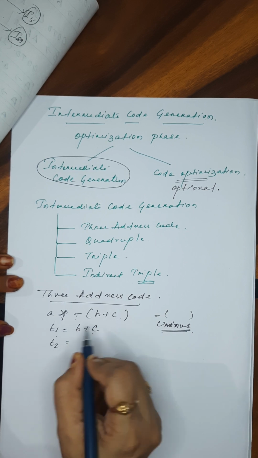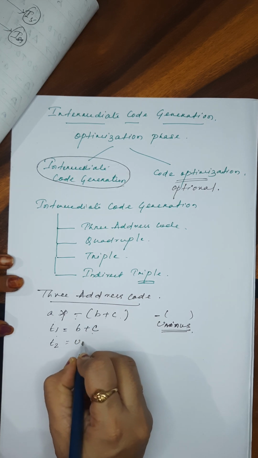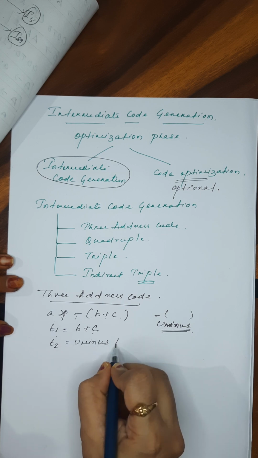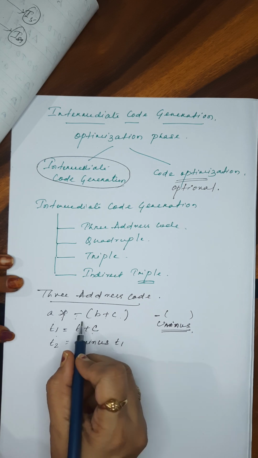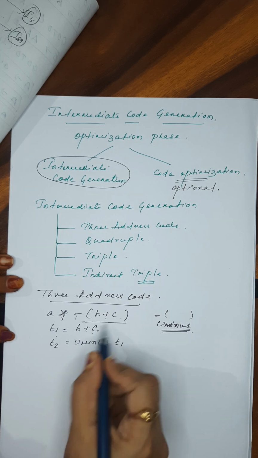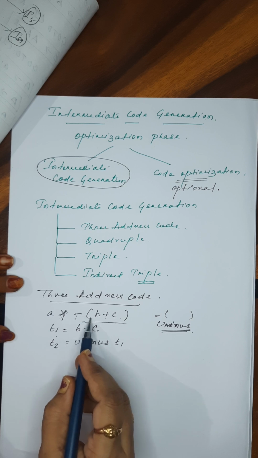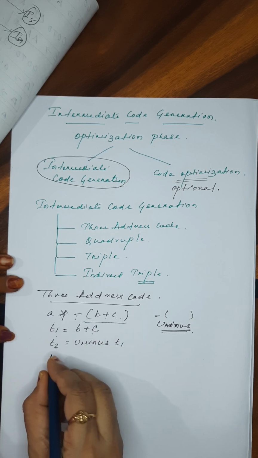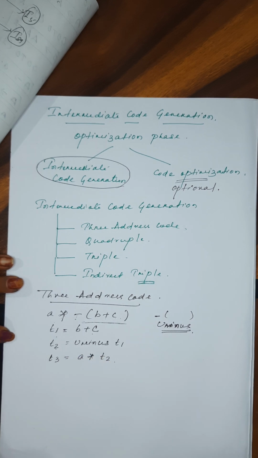Now, where is B plus C stored? It is stored in T1. Now, what is this minus? It is unary minus. So, what I will write now? Instead of B plus C, now I can write U minus T1. Now, where is this value stored? This entire value is now stored in your T2. Now, the expression is A star minus of B plus C, and minus of B plus C is in T2 now. So, next I will take T3 is equal to A star T2.